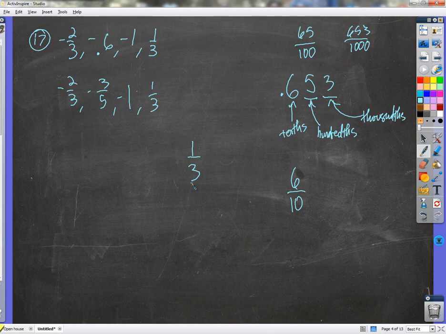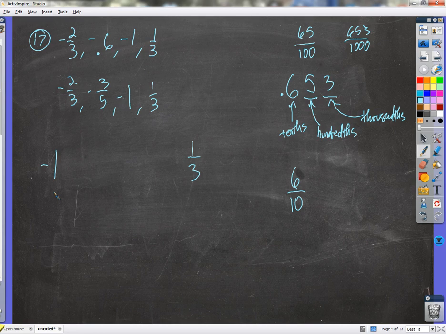Is negative 1 further from 0 than negative 2/3? Yes, because if we look at 1 and 2/3, when I say this, I mean positive 2/3, positive 1 is bigger than positive 2/3. So, okay, negative 1 is way out here. It must be the least. How about between 2/3 and 3/5? Negative 2/3 and negative 3/5. Which should come next?